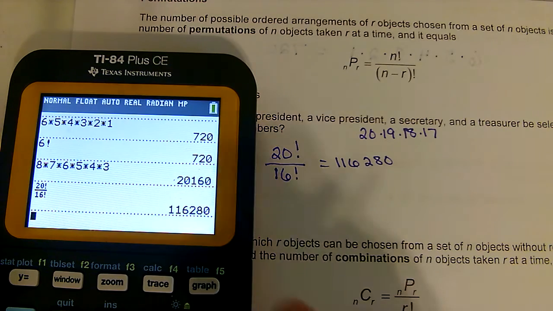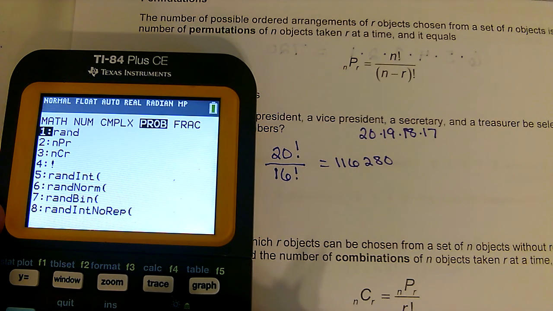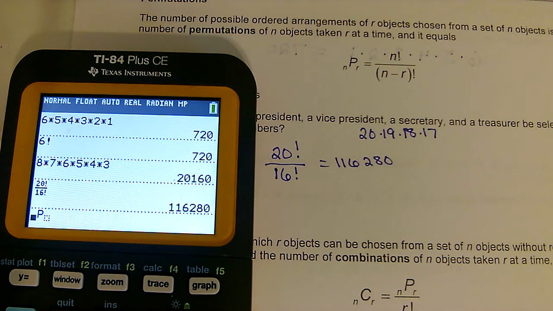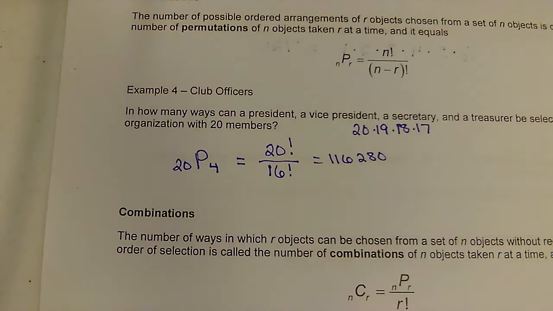There's also an option, I don't know if you saw it when we were in the math probability section. Do you see the nPr? It asked me, so it's got a place for me to put the 20, and we're picking 4 people, and it gives me the same answer. So there's a couple of ways to do it.